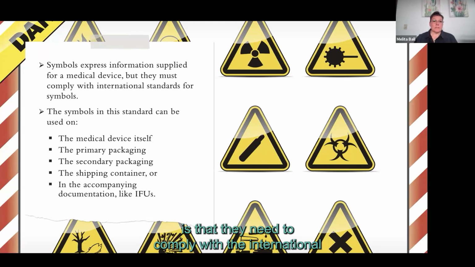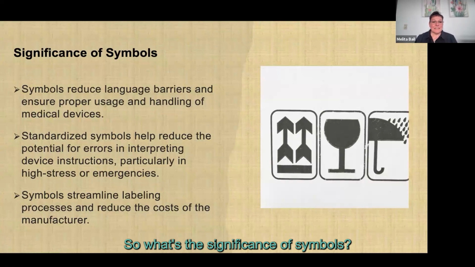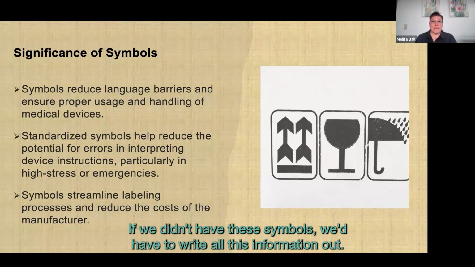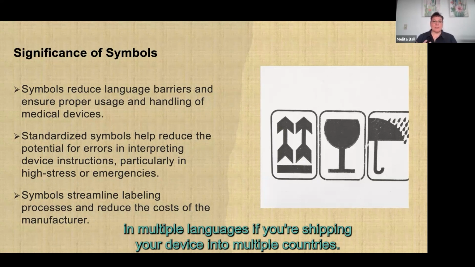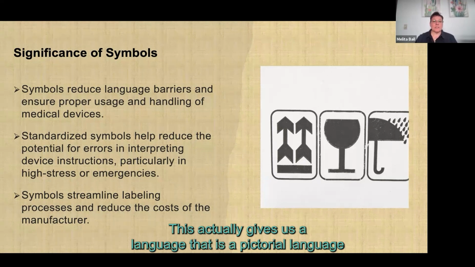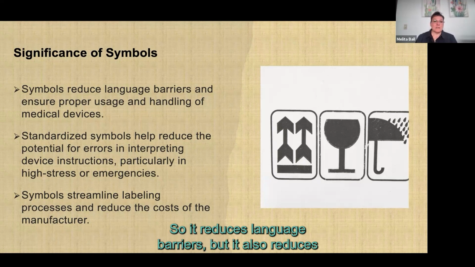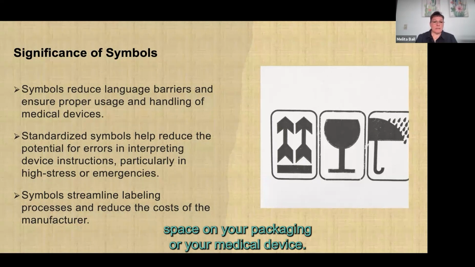The most important thing, though, is that they need to comply with the international standards for symbols that is updated frequently. So what's the significance of symbols? So first, it reduces the language barriers and ensures proper usage and handling of medical devices. So just think about this. If we didn't have these symbols, we'd have to write all this information out. And then you would have to translate it in multiple languages if you're shipping your device into multiple countries. This actually gives us a pictorial language that conveys the same amount of information with just a picture. So it reduces language barriers, but it also reduces space on your packaging or your medical device.